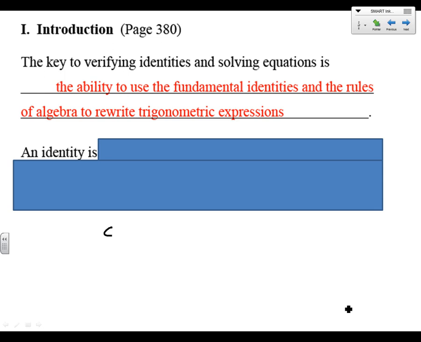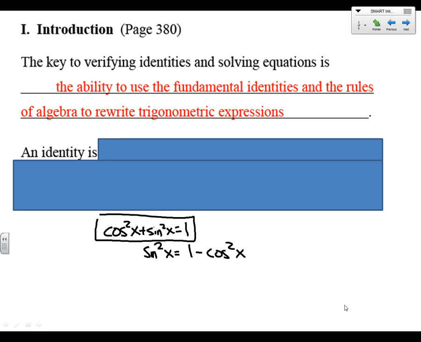For instance, we worked on this one in class. Cosine squared x plus sine squared x equals 1. We need to be able to move that around and say sine squared x equals 1 minus cosine squared x. Just as one example. So using the fundamental identities like that and the rules of algebra, subtracting cosine squared from both sides, to rewrite them and come up with something else.